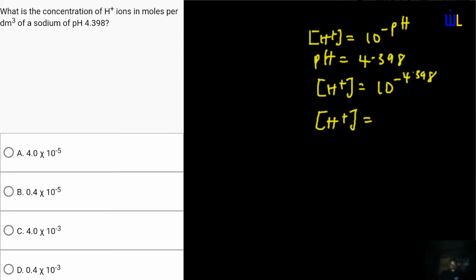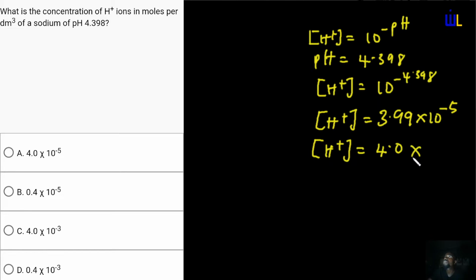If you were following me, possibly when you did that you got 3.99 something times 10 raised to power minus 5, which is the same thing as saying 4.0 times 10 raised to power minus 5, and that's your answer.